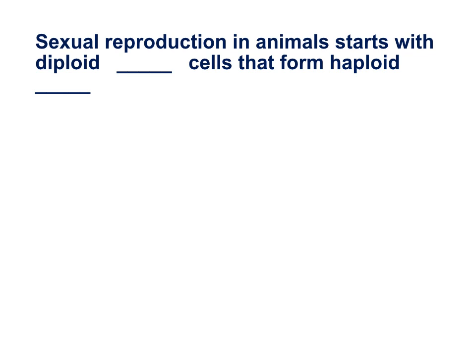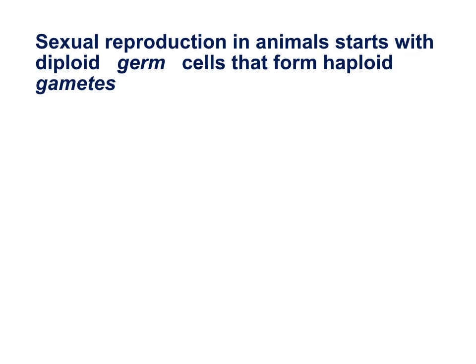Here we have a fill-in-the-blank question. Sexual reproduction in animals starts with diploid, what kind of cells, that form haploid, another kind of cell? And the answer is that sexual reproduction in animals starts with diploid germ cells that form haploid gametes.